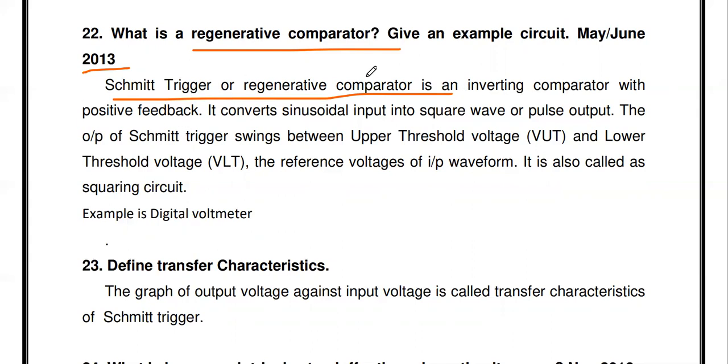Why the Schmitt trigger is called a regenerative comparator: it is an inverting comparator with positive feedback. The application of the Schmitt trigger is that it converts any slowly varying signal into a square waveform or pulse, that is, sinusoidal into square wave, triangular waveform into square wave or pulse. The output of the Schmitt trigger swings between the upper threshold voltage and the lower threshold voltage. The other name of the Schmitt trigger is a squaring circuit. The example for the regenerative comparator is a digital voltmeter.